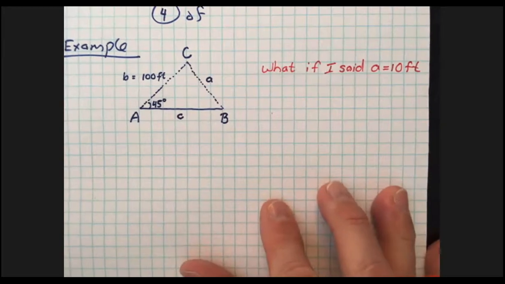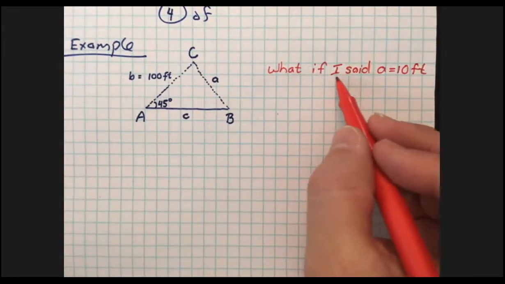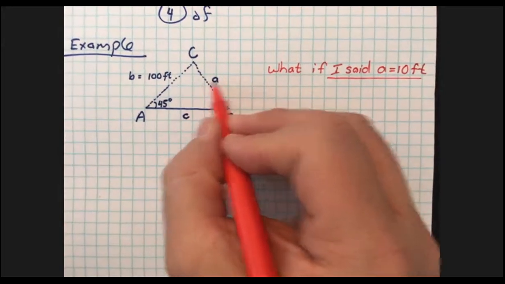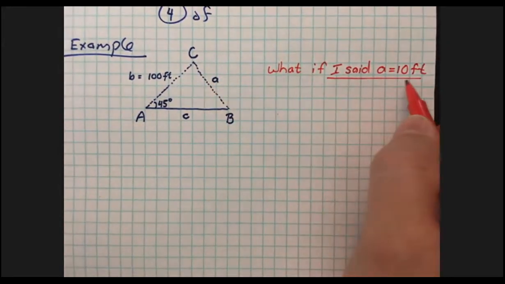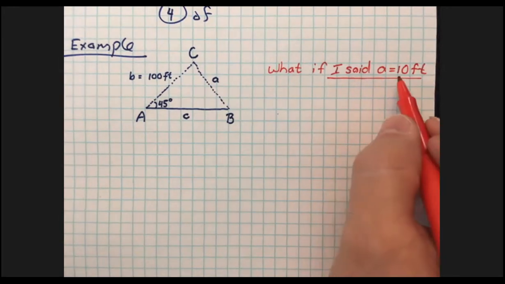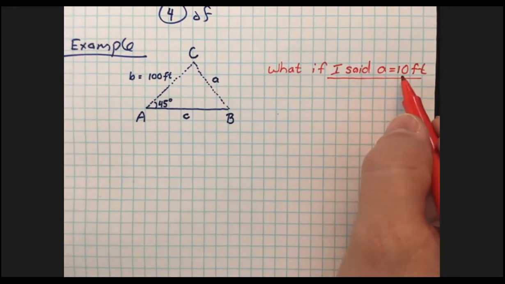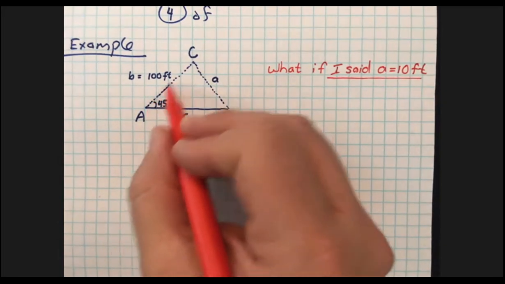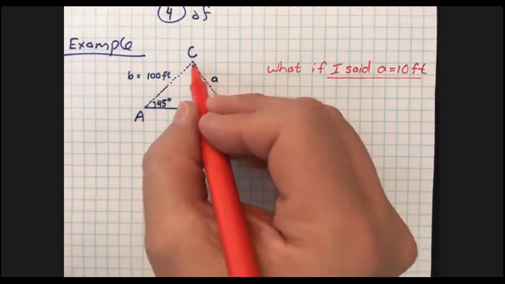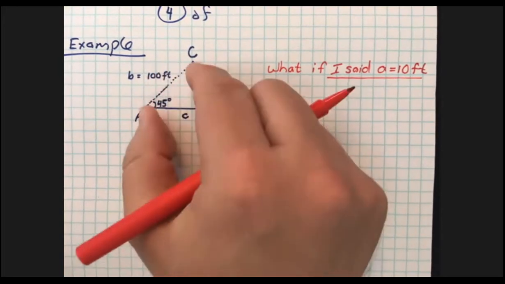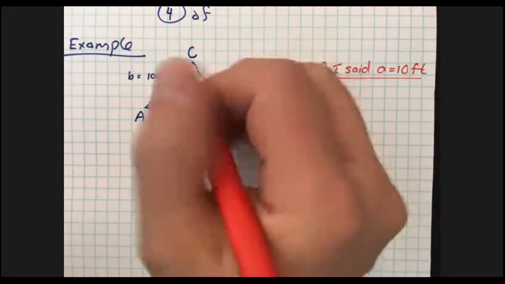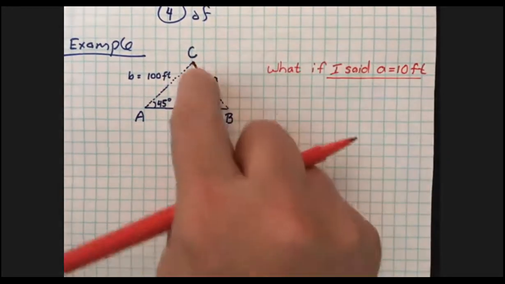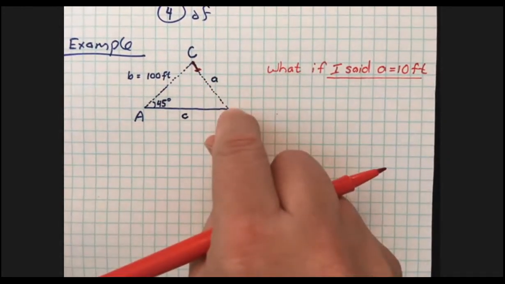What happened to that picture if I tried to tell you that a was 10 feet? I almost don't even want to litter this picture with such a silly idea. Think about this, 10 feet? No, not if that's 45 degrees, not if that's 100 feet. You imagine that if this is 100 feet, 10 feet is 1/10 of that. 10 feet might get you that far. There's no way this side is 10 feet.